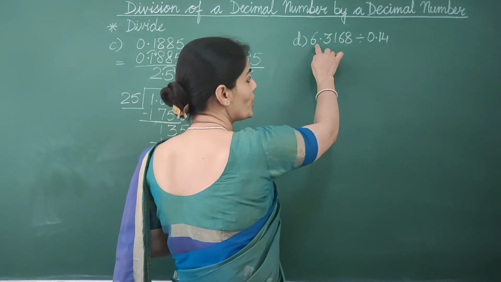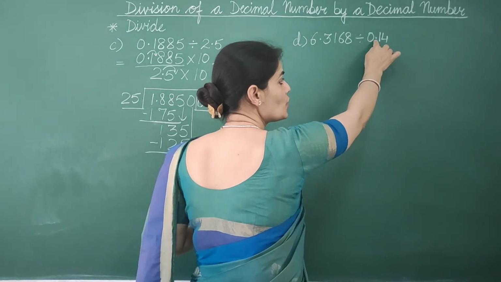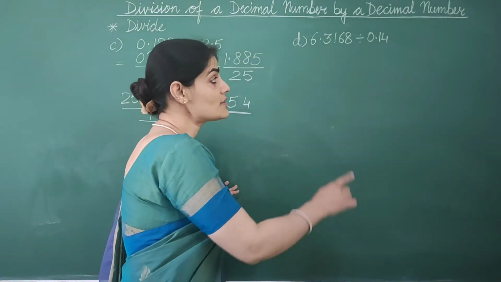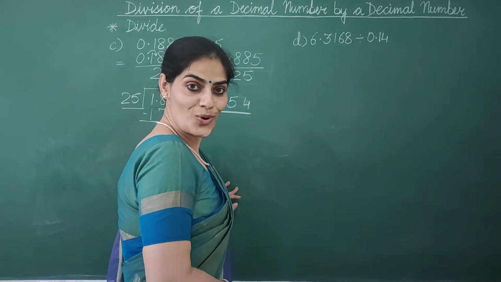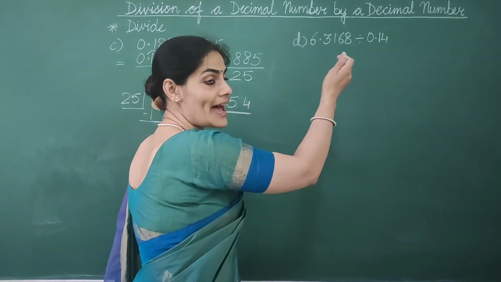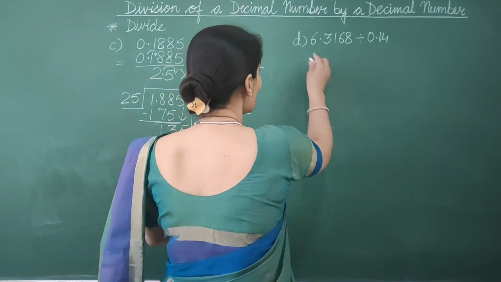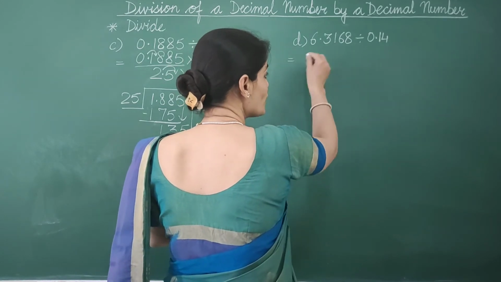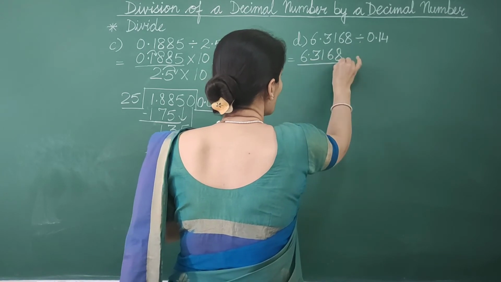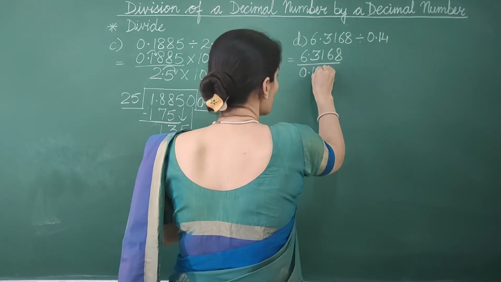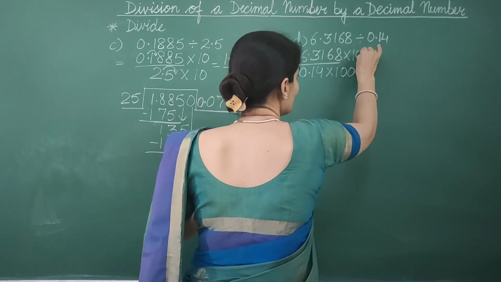So let's move to the last part. It is 6.3168 to be divided by 0.14. Now the divisor has got 2 decimal places. So to convert it to a whole number, the dividend as well as the divisor should be multiplied by 100. I arrange them in the form of a fraction. 6.3168 upon 0.14. Both these terms are to be multiplied by 100.